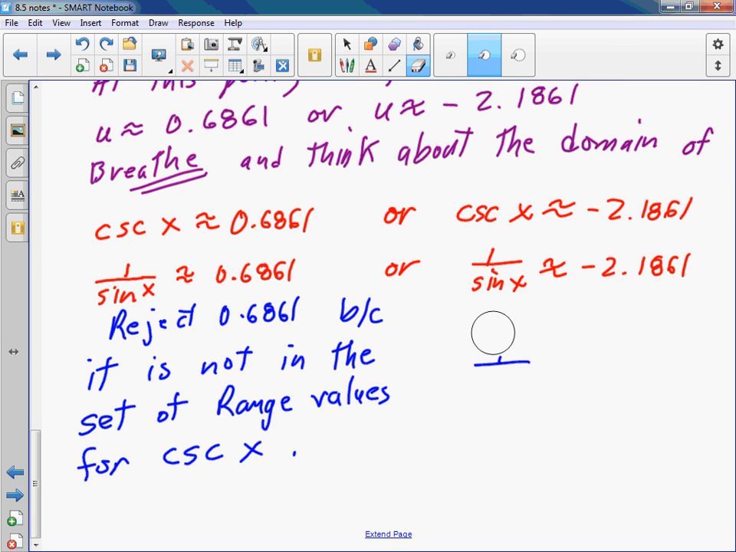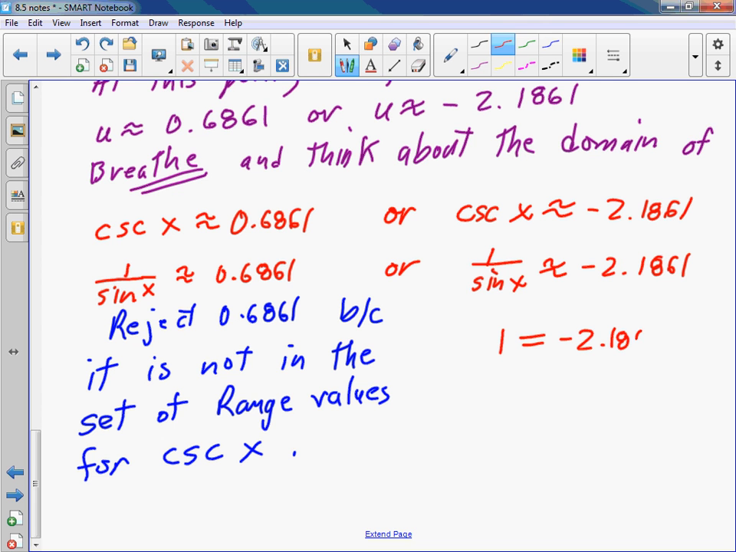1 over, I should stay in red. We're staying 1 over sine x. So, I should go the other way. 1 equals -2.1861 times sine x. I just multiplied both sides by sine x. Then what? I divide both sides by -2.1861 equals sine x. X equals what?